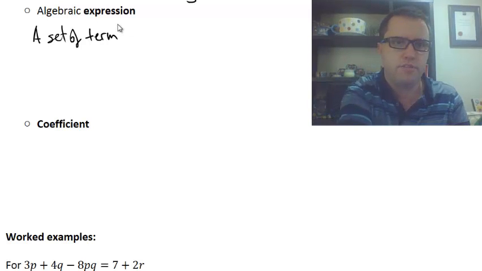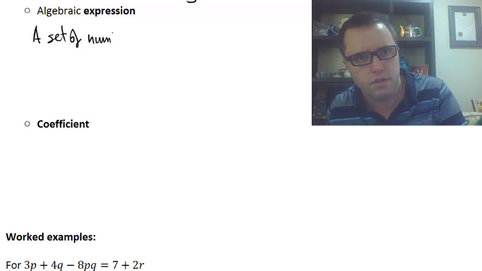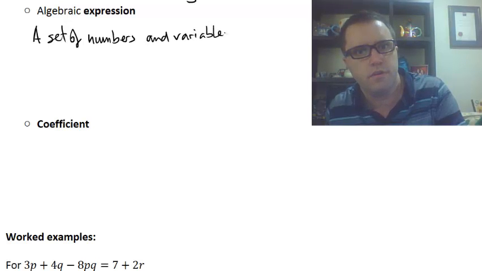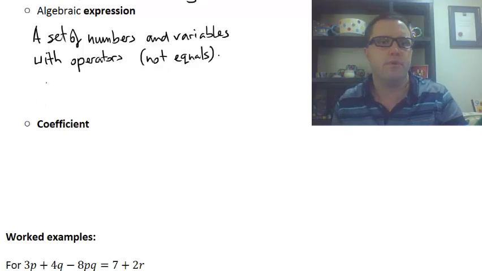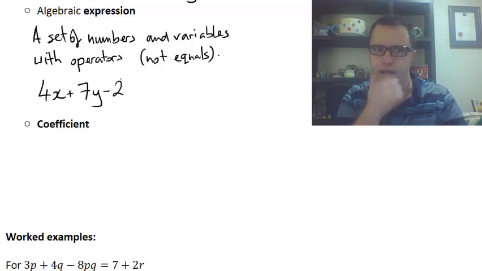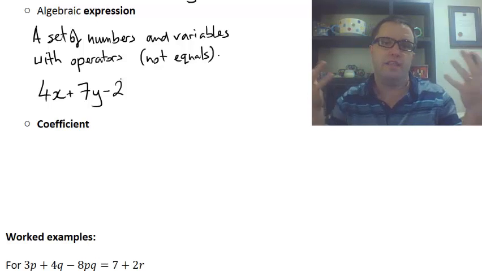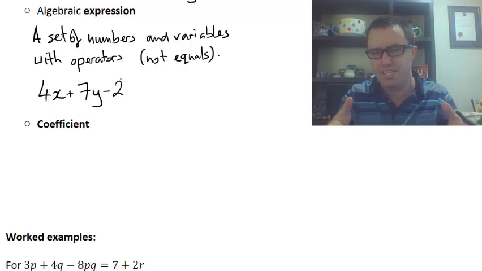I might not say terms, might say numbers and variables with operators. Okay, now we don't need equals signs. So an algebraic expression might be 4x plus 7y take 2. That would be an algebraic expression because we've got numbers, letters, they're added and subtracted and multiplied together, and it's not an equal symbol. Okay, expression is just a thing that's just sitting there.